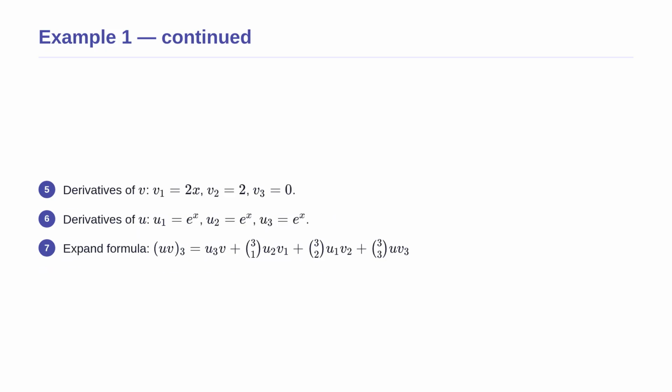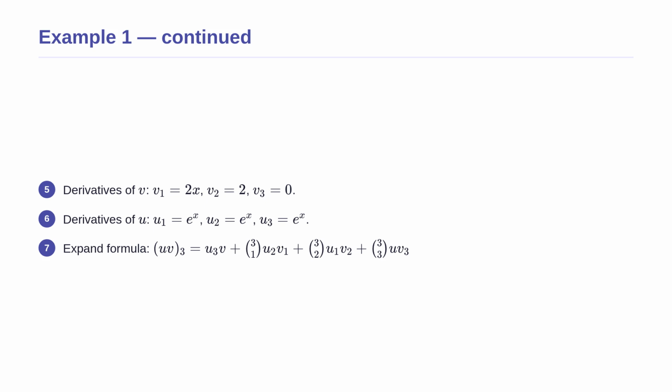Continuing with our setup, we now find the individual derivatives. We differentiate our v function 3 times. The first derivative is 2x, the second is 2, and the third is 0. Notice how the third derivative becomes 0, which is exactly why we chose x squared to be v. Next, we differentiate our u function. The exponential function is unique because its derivative is always itself. So every single derivative we need for u is simply e to the power of x.